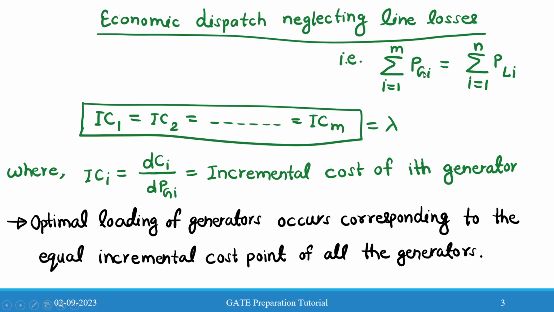Neglecting the line losses means whatever the power is generated is equivalent to the load power. So the summation of PGi is equal to the summation of PLi. And the condition for economic dispatch while neglecting the line losses is that the incremental cost for all the generators should be equal. This is very important. IC1 is equal to IC2 and so on, for however many generators are present in the plant. The optimal loading of generators occurs corresponding to the equal incremental cost point of all the generators. We will see the problems based on this.